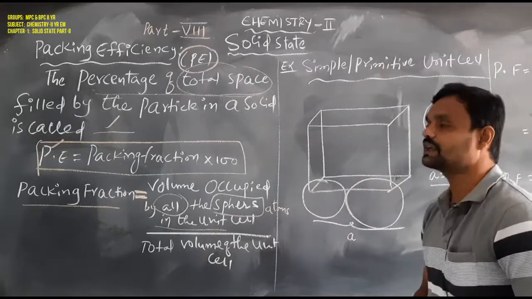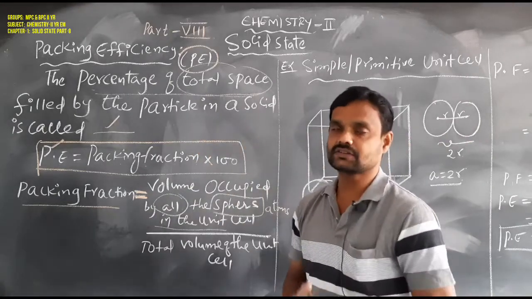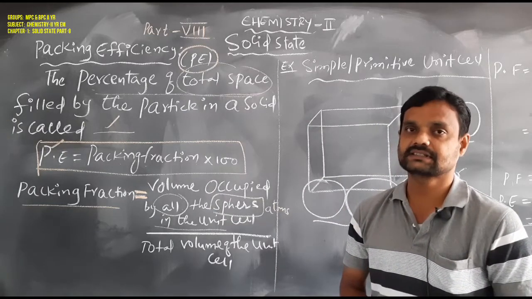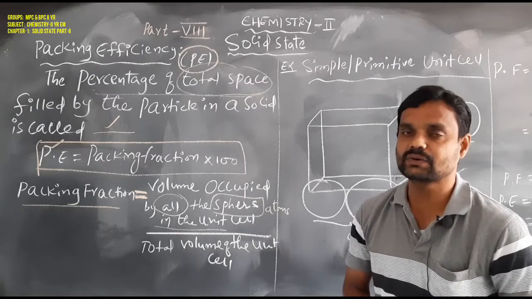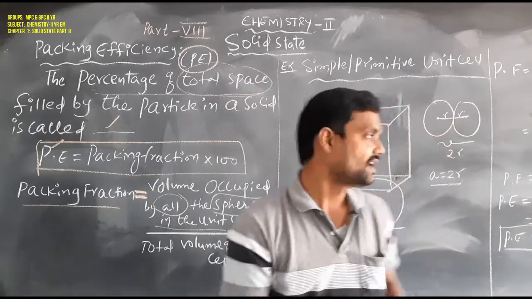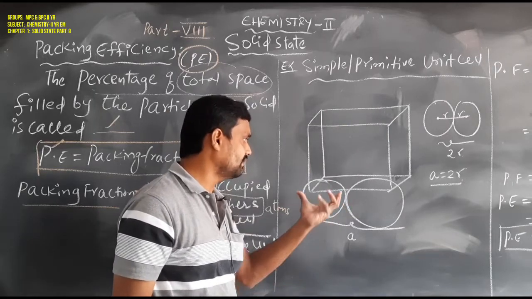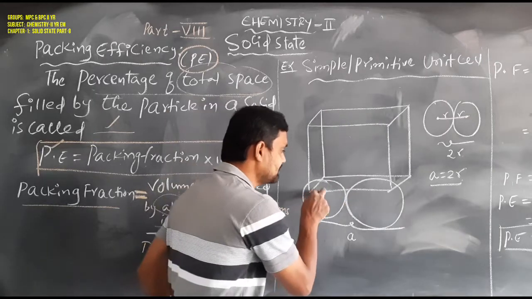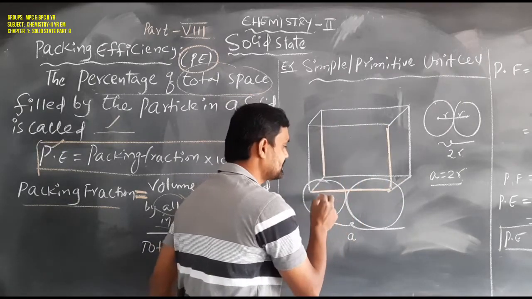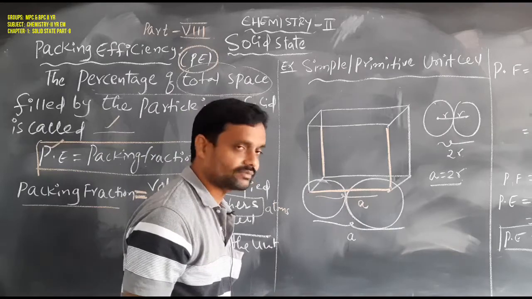For example, in the simple or primitive unit cell. Already we know a simple or primitive unit cell means, what is that, students? The atoms or ions are present only at the corners. For example, this is the simple or primitive unit cell. Let us say the atoms are present at the 8 corners. For example, here we consider one corner. Here this edge length is considered as small a.